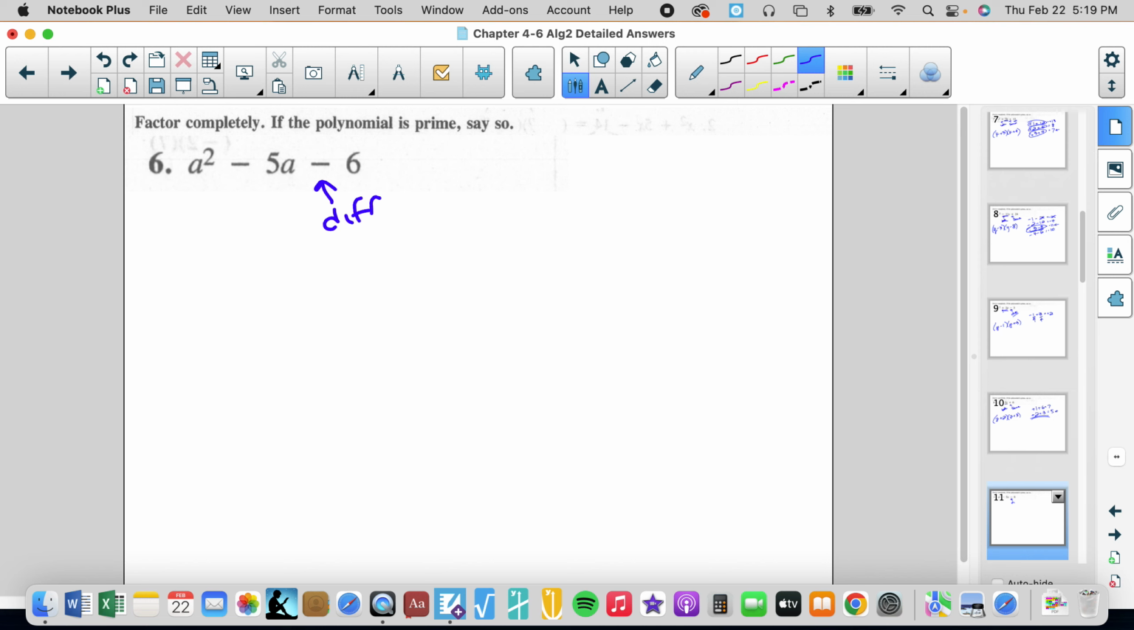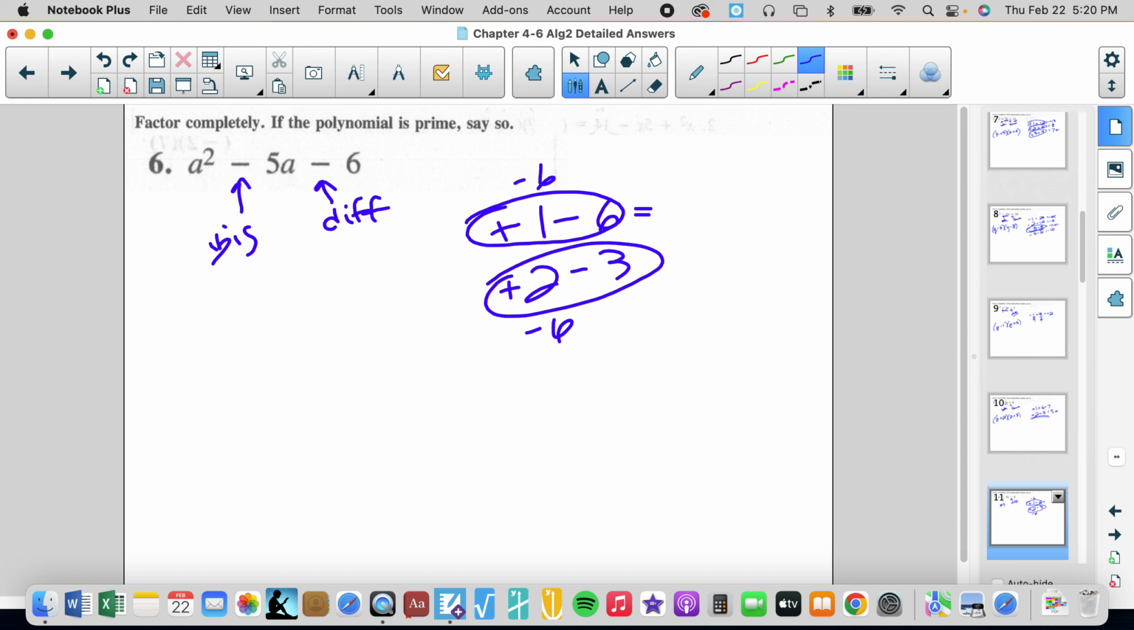Signs are different, and the bigger of the two factors is going to be negative. So I have 1 and 6, 2 and 3. The signs are going to be different, meaning one's going to be positive, one's going to be negative. And the bigger is going to be negative. So of 2 and 3, 3 is bigger than 2. And my signs have to be different because when I multiply, it has to equal negative 6. And when I add them, it needs to equal my middle value.